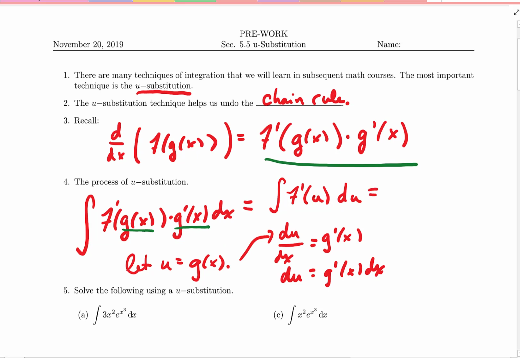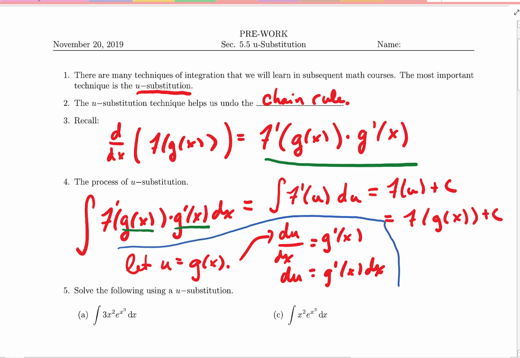So here, this is just a straightforward, what is the antiderivative of f prime of u? And the answer is f of u plus c. And then we have this back substitution step where we say, well, u wasn't the variable we were supposed to be solving for. What was u? Well, u was actually g of x, so now we could rewrite this as f of g of x plus c. And so that's how we do the process of the U substitution. Okay, that's very abstract. We're going to practice it now in a couple of examples.